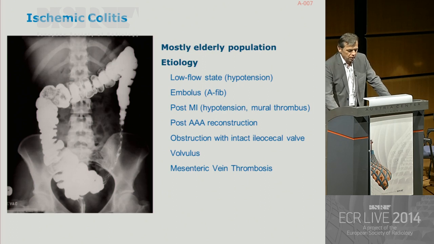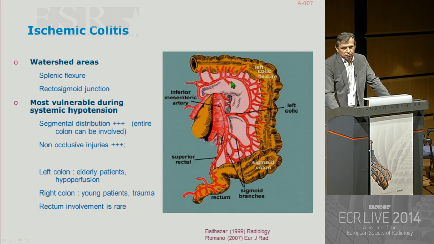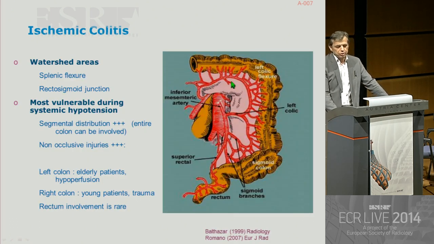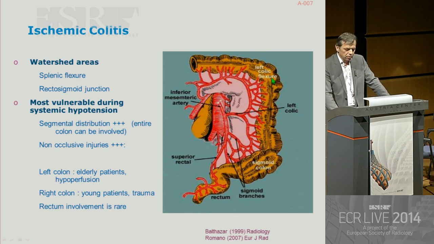The most common locations are two sensitive areas: the left colic flexure, the junction between the superior mesenteric and inferior mesenteric artery, and the rectosigmoid junction, which is the junction between the inferior mesenteric artery and the hypogastric branches. The left colon is involved most of the time in elderly patients, and is due to hypoperfusion.